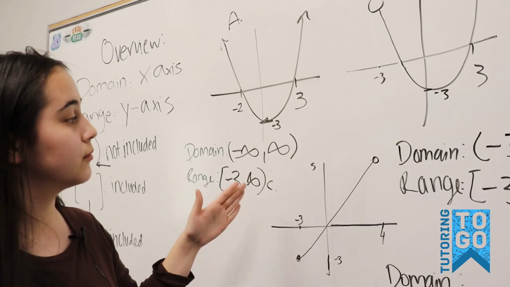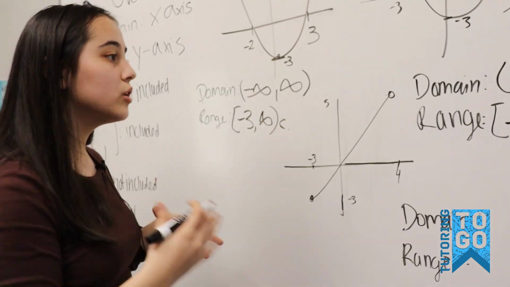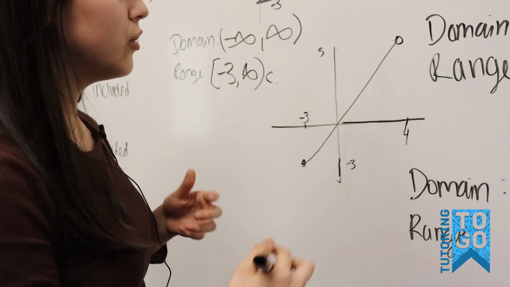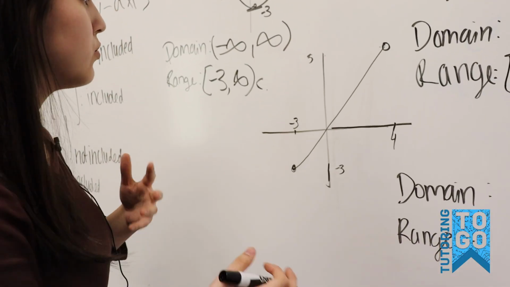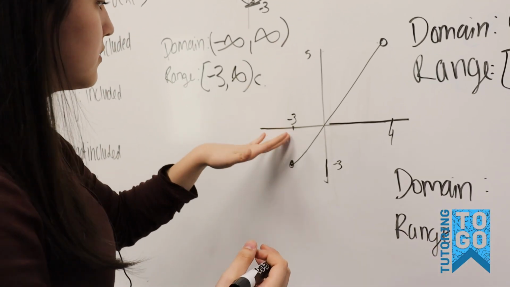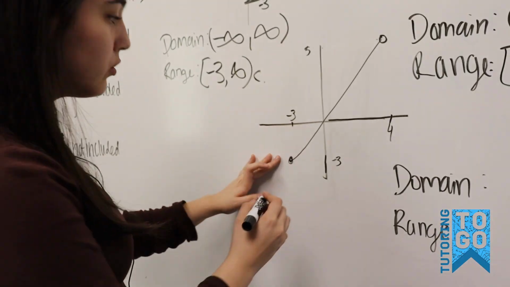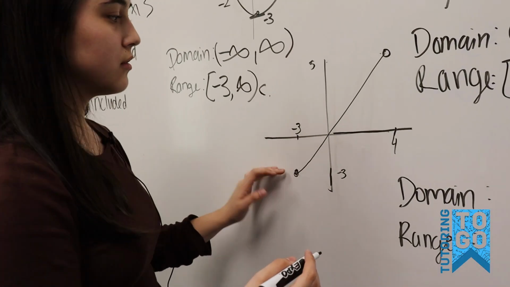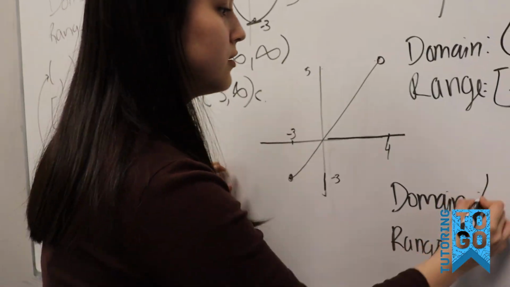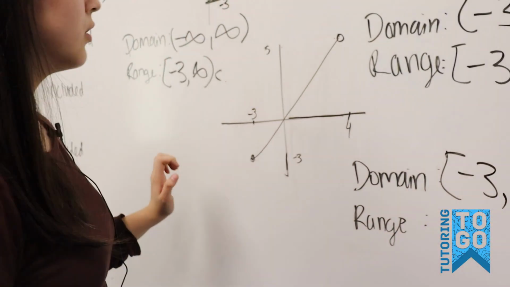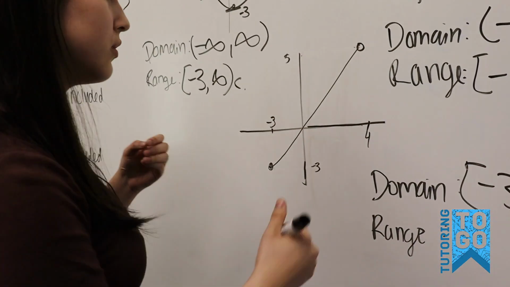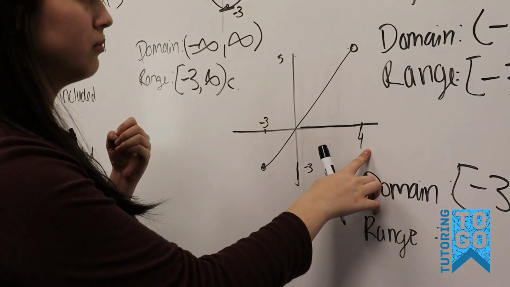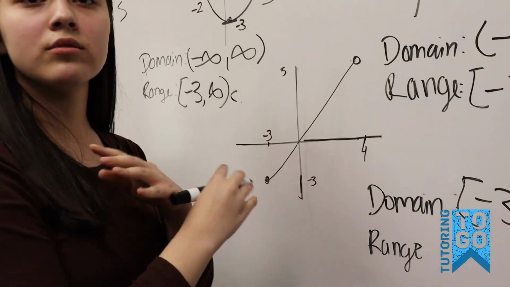Now for graph C. This is going to be a linear, to mix things up. The domain, okay, x values, we're looking for those. The lowest is this -3, but it's a closed dot. That means that this -3 is included. And then the highest x value is this 4, but it's an open dot, meaning it is not included.